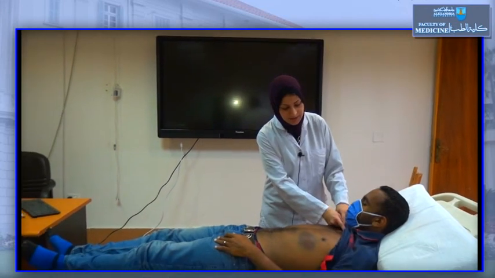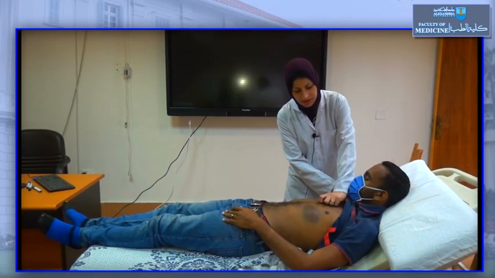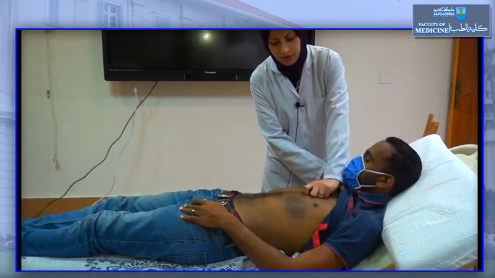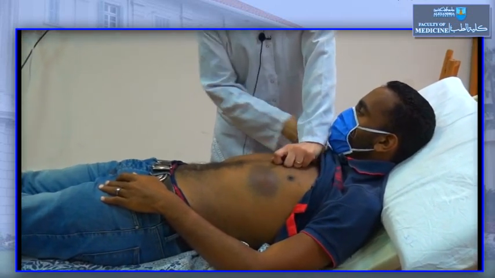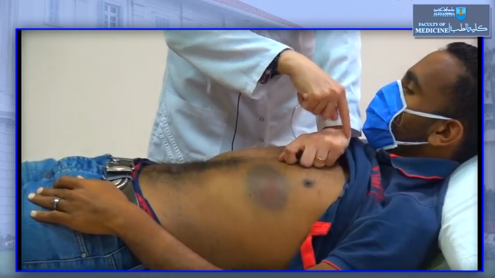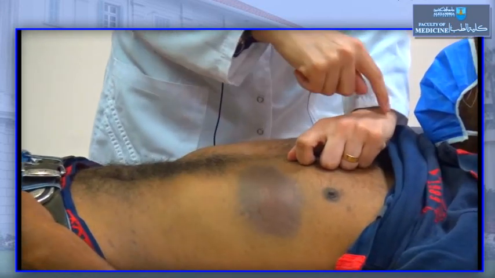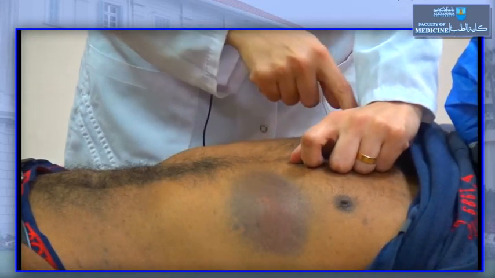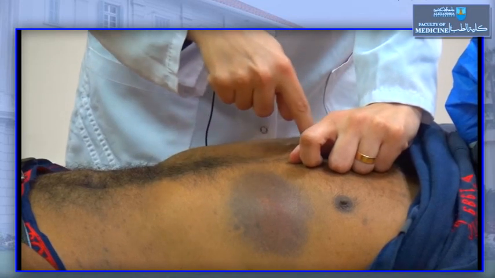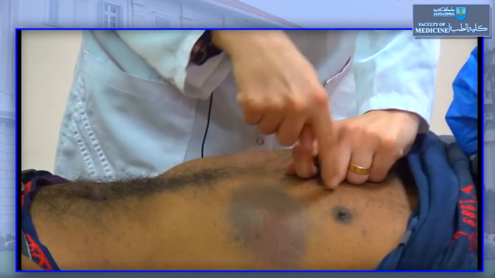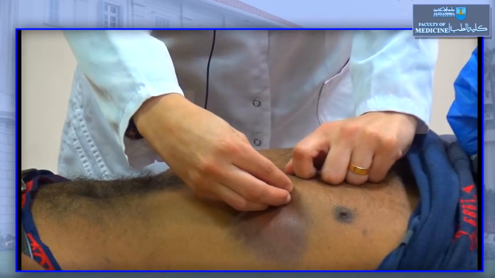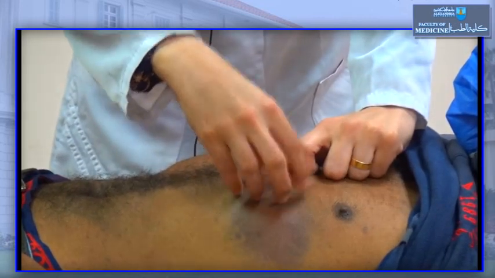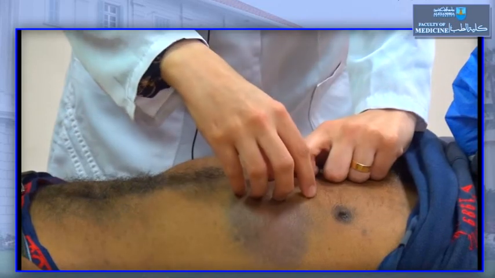Let's start how to percuss cardiac borders. First, we want to know that the heart is like this, like a fist. This is the shape of the heart here. There is the upper border, or called the base of the heart. There is right border, left border of the heart, and the apex. This is the anatomy of the heart which is present here.